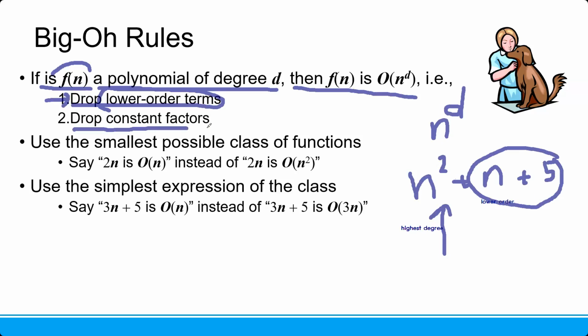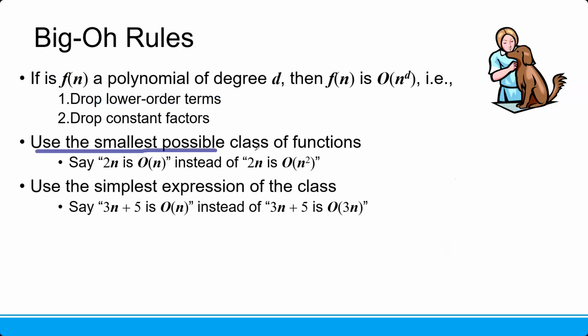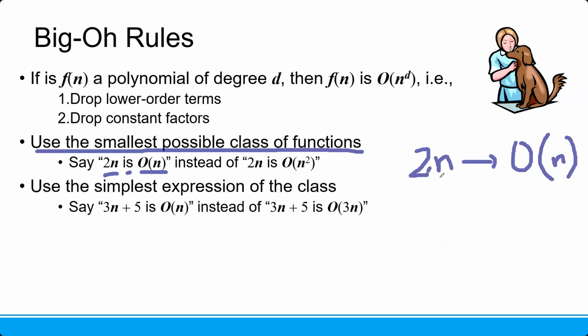The next is we can drop the constant factor. So like this one, 5, this is constant, so we can drop it. For example, use the smallest possible class of functions. If we have 2n is O(n), it means we can drop the constant. The constant is 2. You can just say this is O(n) instead of 2n, because this is the constant factor. But is it true if we can say 2n is O(n power of 2)? No, because it is higher degree. So this is not true.